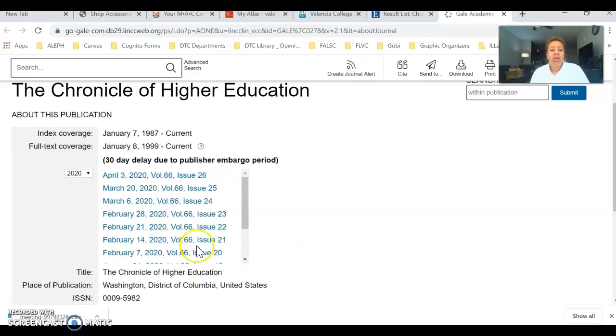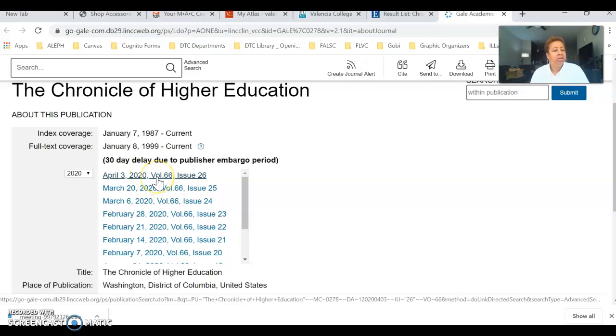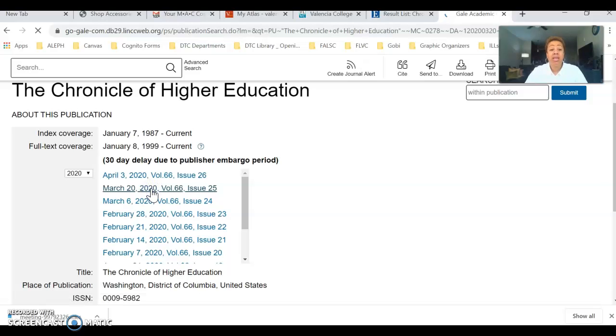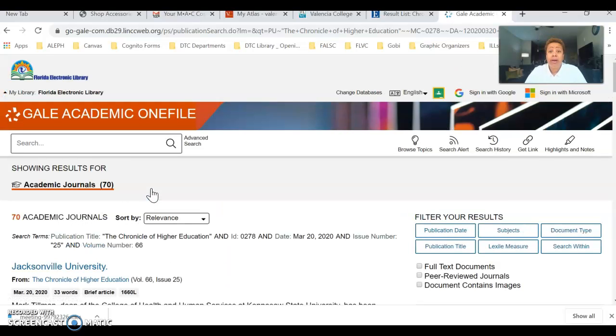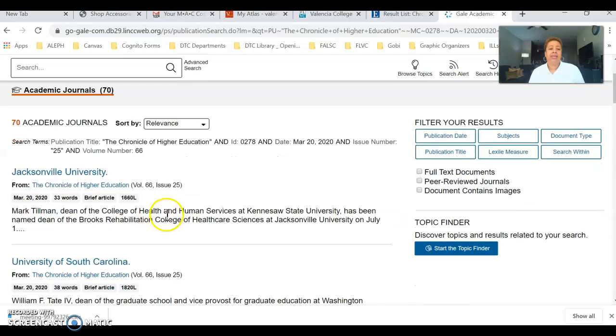So for this one, it's showing April 3rd. That could or could not be available, but just so I don't take a chance, I'm going to go with the March 20th and look at that particular issue. I think the Chronicle of Higher Education is published 4 times a month or weekly. Let's take a look at March 20th. And things may be different because of the COVID-19 pandemic and staffing shortages and whatnot.